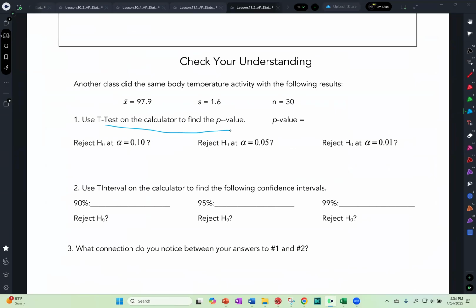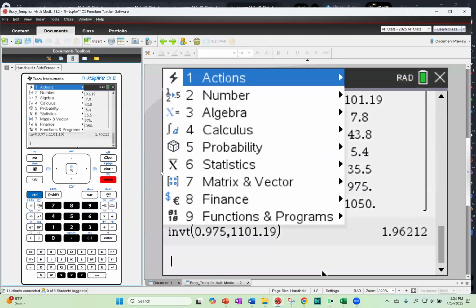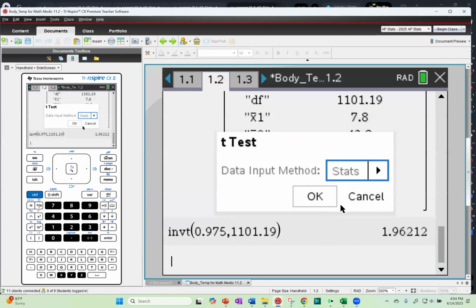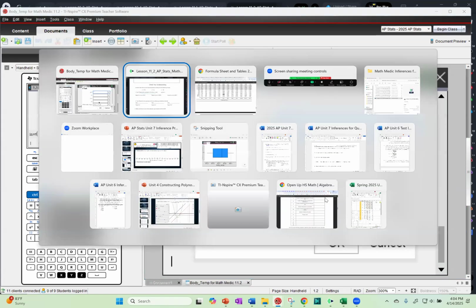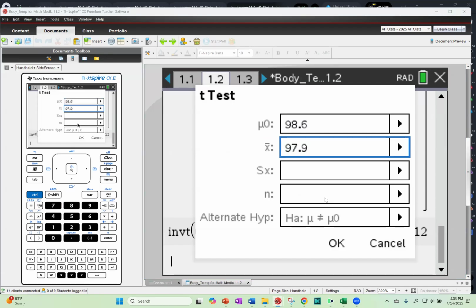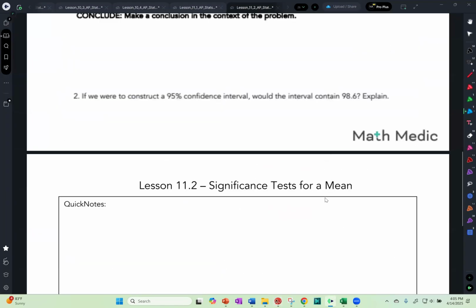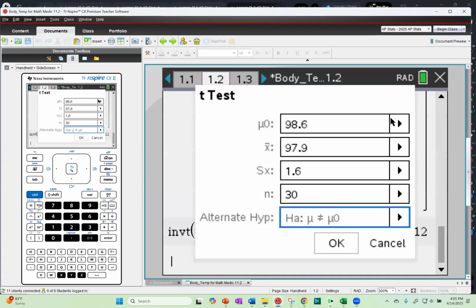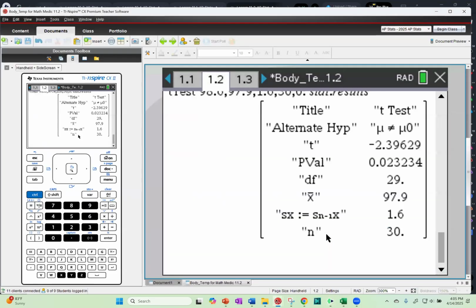So my p-value, menu, statistics, stat test, t-test, statistics, 97.9. Oh yeah, null is 98.6, 97.9. 1.6 for standard deviation, sample size of 30. Let's see, I think this is different from, so whoops, so it not equal to, right? And so we get a p-value of 0.023.